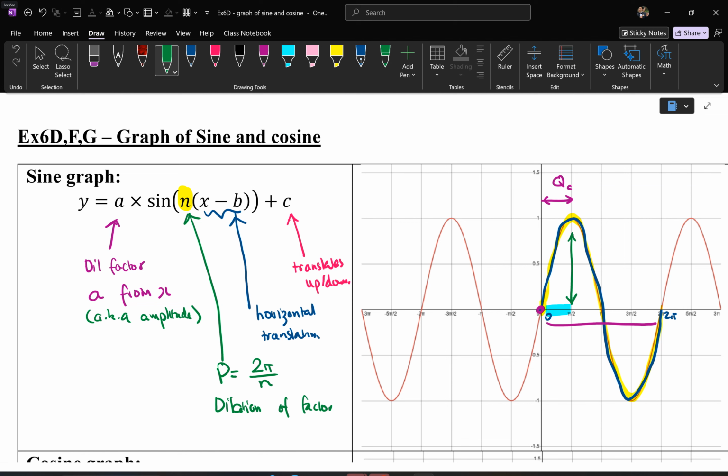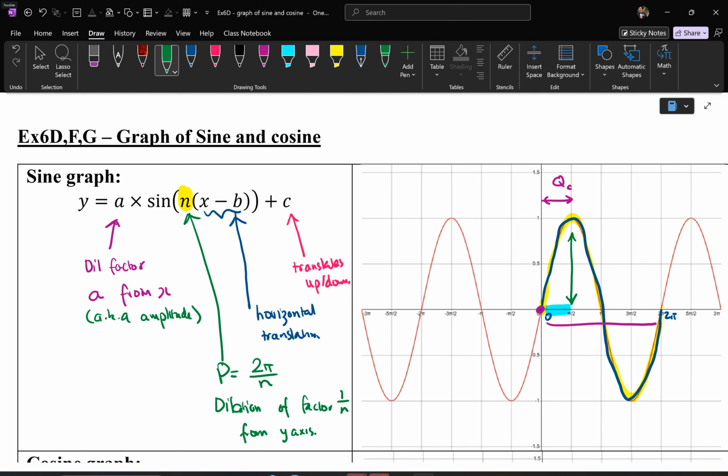Which is interesting because that is why, if we know a period is 2 pi, by putting n there, you're doing a dilation of factor 1 on n. That is why you take one cycle of 2 pi, that's your typical cycle, and you're shrinking it by 1 on n. That's where it comes from. So it's your dilation of factor 1 on n from your y-axis. It's a horizontal stretch.